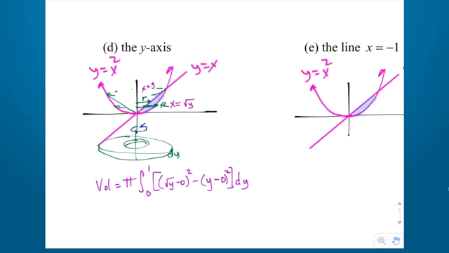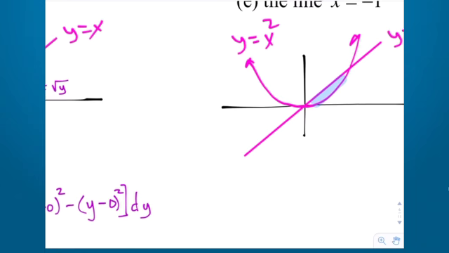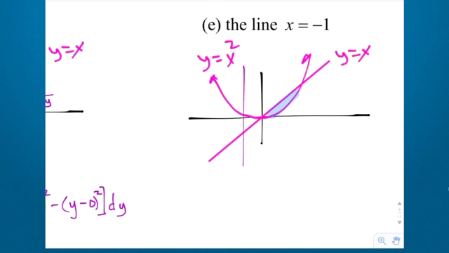All right, so that one was pretty nice. It's the first time we've done the washer method with a horizontal slice. Part E, the line x equals negative 1. What type of line is x equals negative 1? It's a vertical line, another vertical line, so we're still going to have to slice it horizontally.